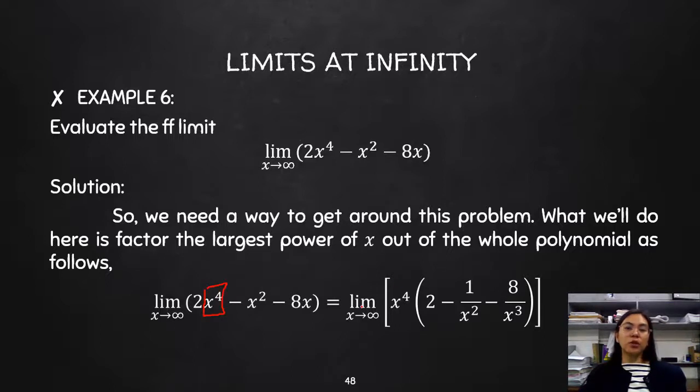So yan po yung finactor out natin dito sa ating function, such that you will come up with this, the limit of the quantity x raised to 4 multiplied by 2 minus 1 all over x squared minus 8 all over x cubed, quantity as x approaches infinity. At this function, pareho lang dito, finactor out lang natin si x raised to 4. Kung nag-aalangan kayo, edi try nyong i-distribute ulit yan.